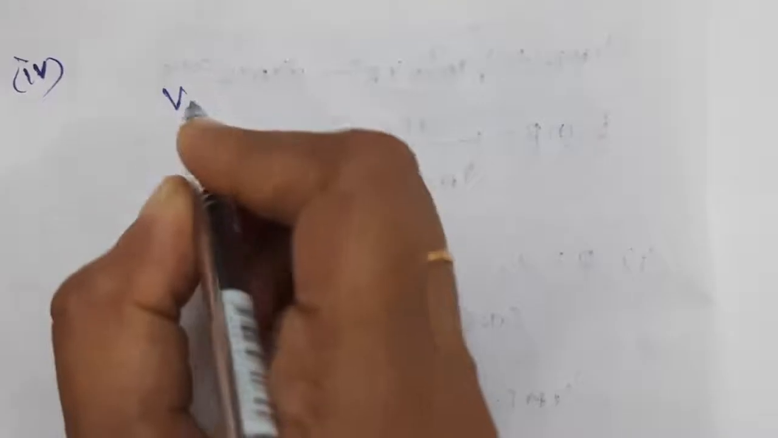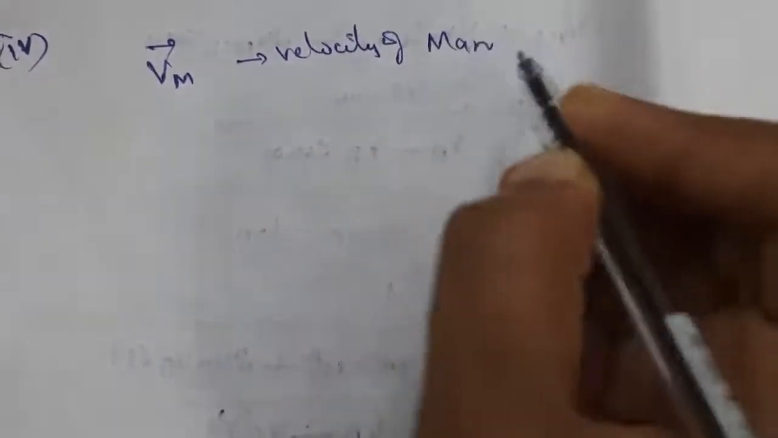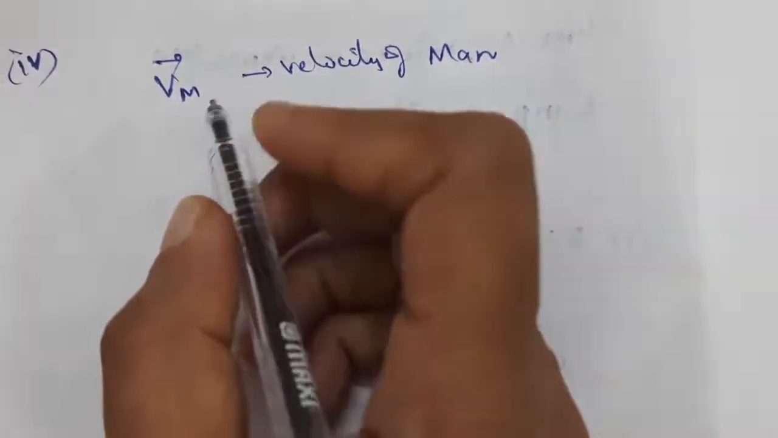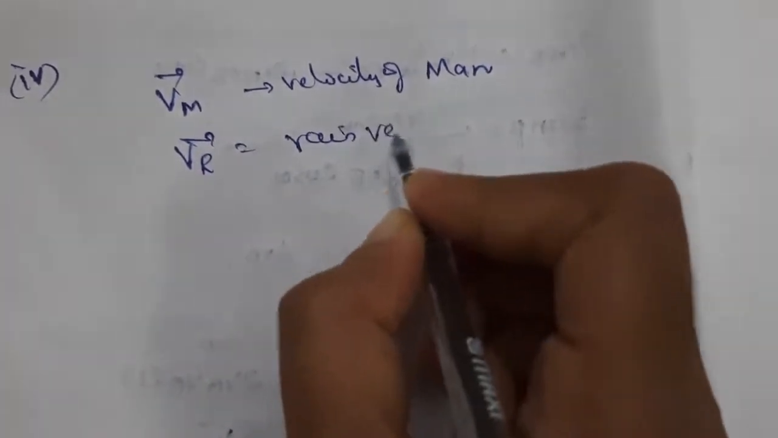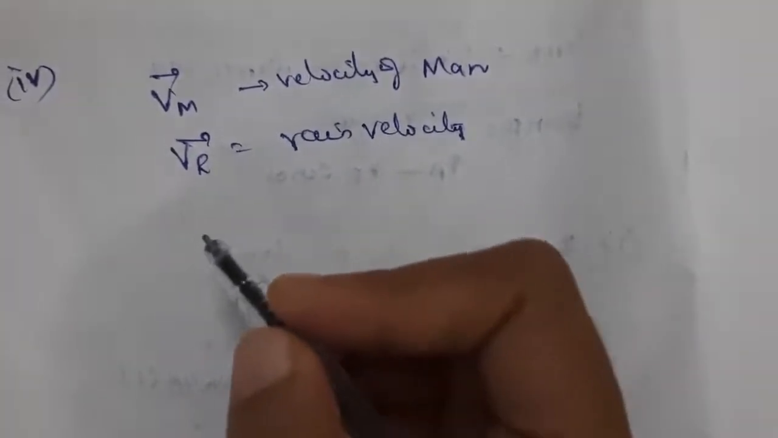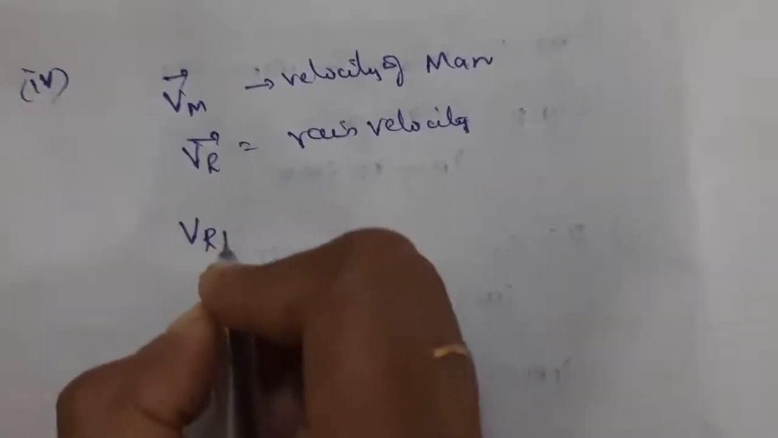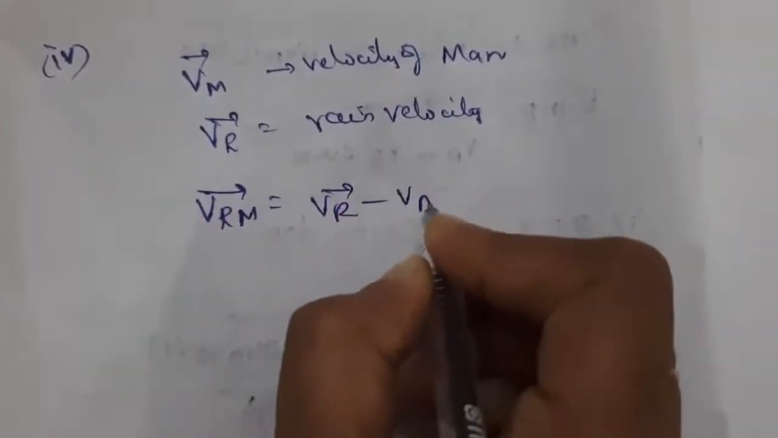Consider a person moving horizontally with velocity Vm. That is, Vm is the man velocity, velocity of man. And we can consider the rainfall vertically with velocity Vr. So Vr be the rain velocity, velocity of the rain. An umbrella is held to avoid the rain. So what is the relative velocity of the rain with respect to person? Rain with respect to man. That is Vr minus Vm.